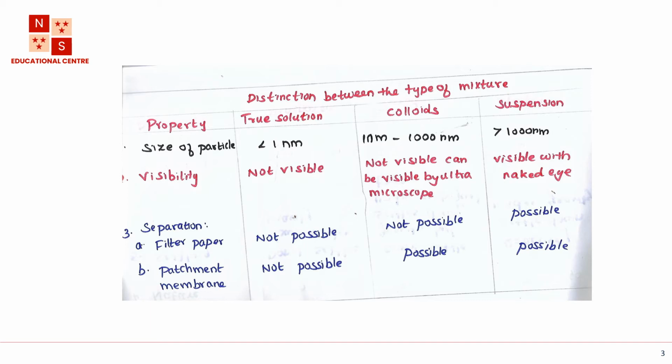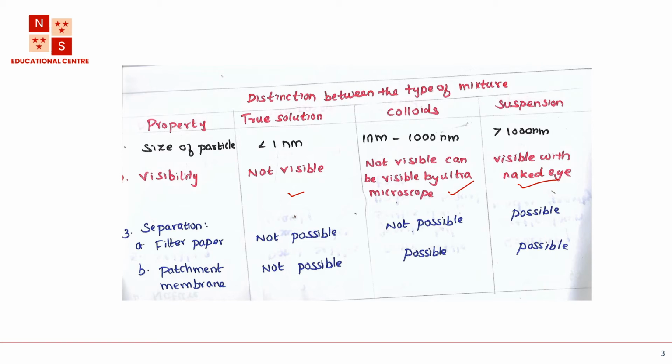If you look at the size of the particle, in a true solution it is much less than 1 nanometer. In a colloid it is 10 to 1000 nanometers, and in a suspension the particle size is above 1000 nanometers. If you look at visibility, the true solution is not visible. In colloids, the particles cannot be seen even with an ultramicroscope, while the suspension can be seen with the naked eye.